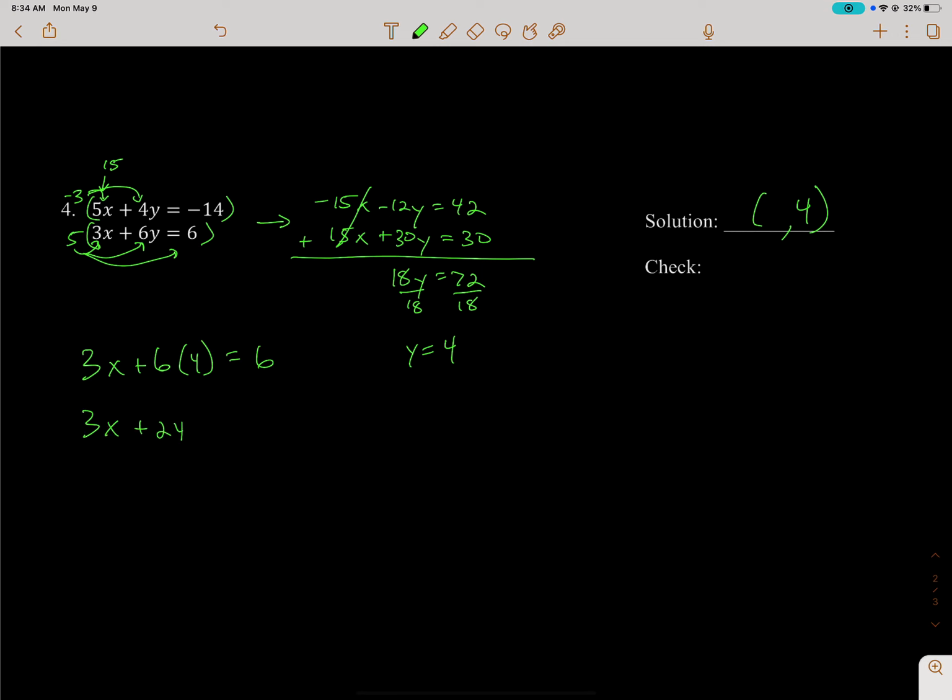3x plus 24 equals 6. I subtract 24 off both sides. I get 3x equals 6 minus 24, which is going to be negative 18. Then I'm going to divide by 3 on both sides and get x equals negative 6. And again, you can check on your own.